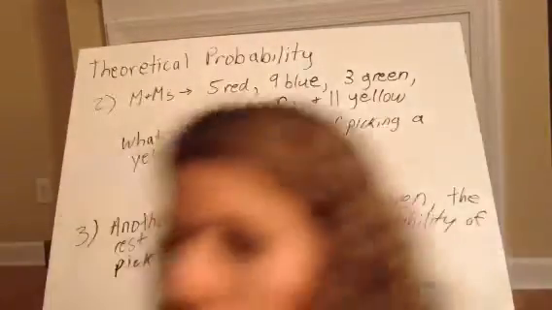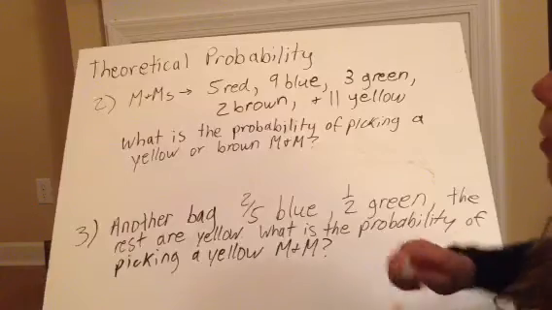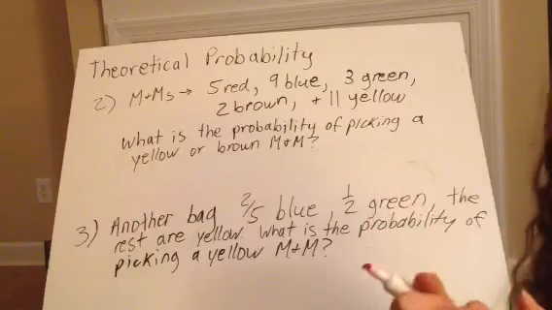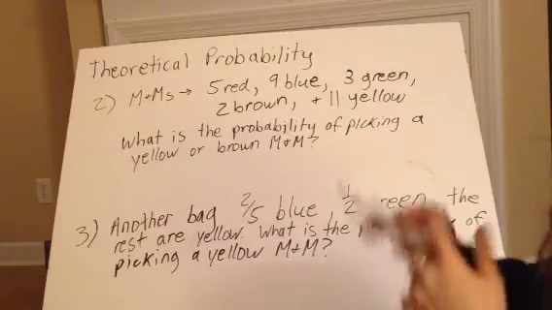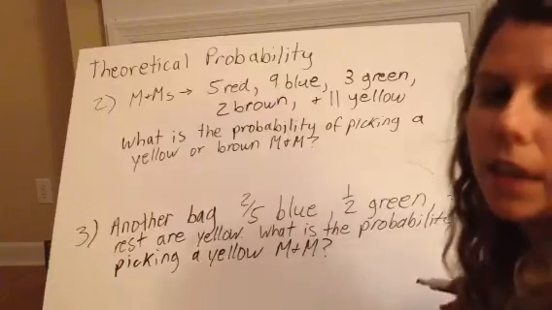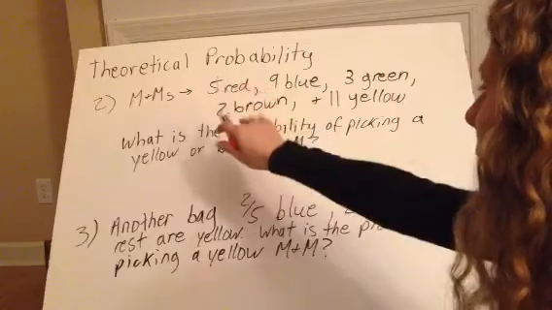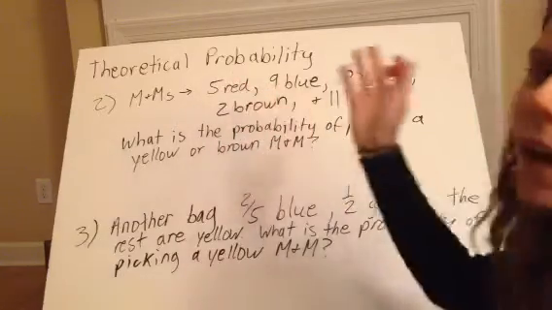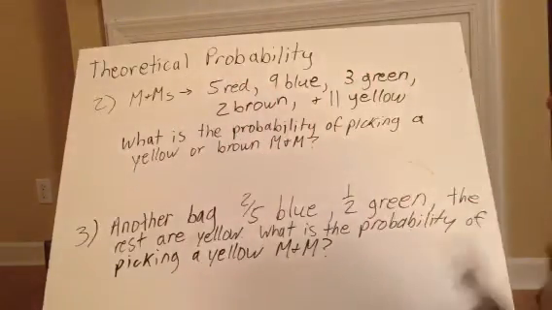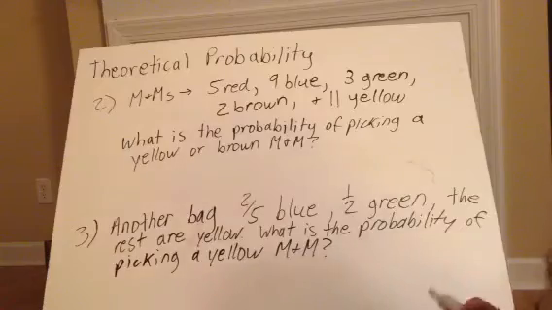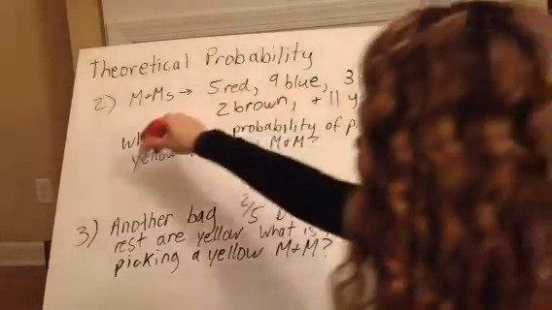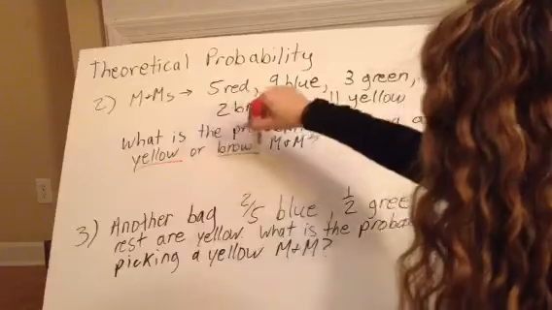Questions 2 and 3 on our review are going back to theoretical probability. We don't have an experiment, we're just given the information and we need to find the answers to the questions. So the first question said we had a bag of M&Ms where we had 5 red, 9 blue, 3 green, 2 brown, and 11 yellow.